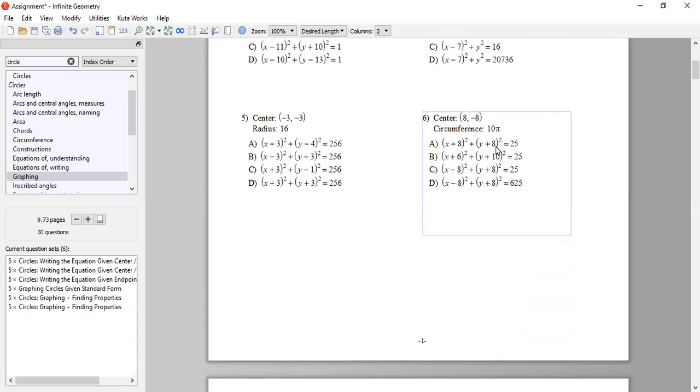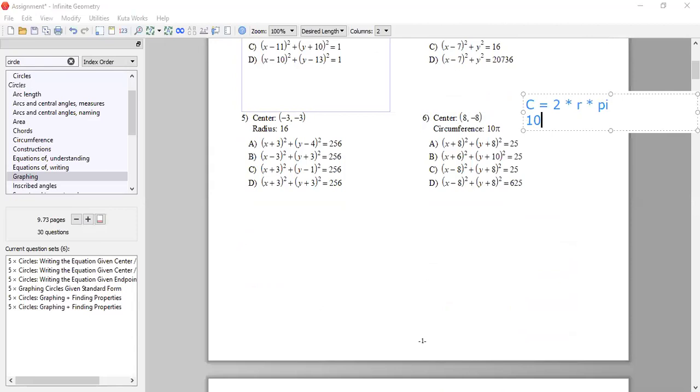Let's look at number 6. If the circumference is 10 pi, you're going to have to figure out the radius. Remember, circumference equals 2 times the radius times pi. Well, 10 pi equals 2 times the radius times pi. You're going to divide both sides of that equation by 2 pi, and you will get your radius. Put it in your calculator, 10 pi divided by 2 pi. Your pi's actually are going to cancel.